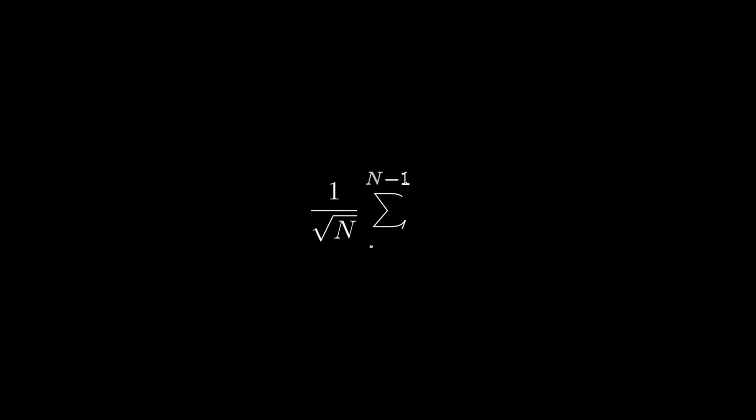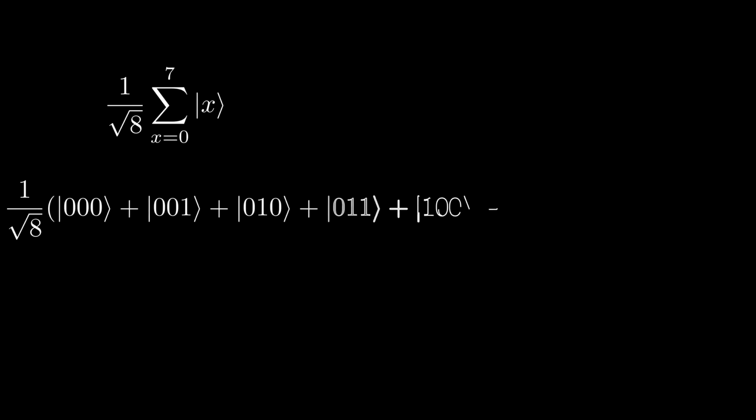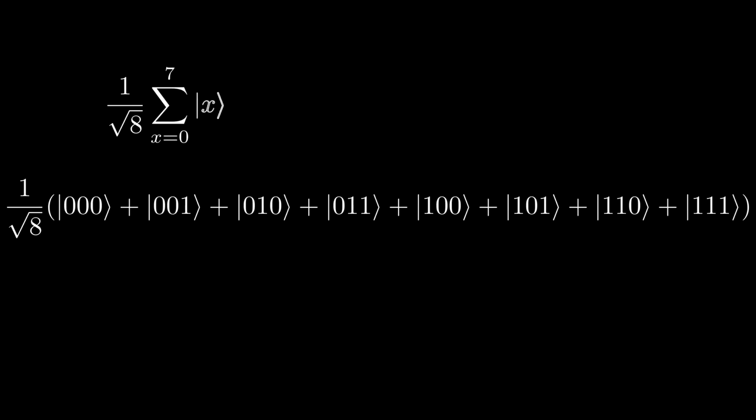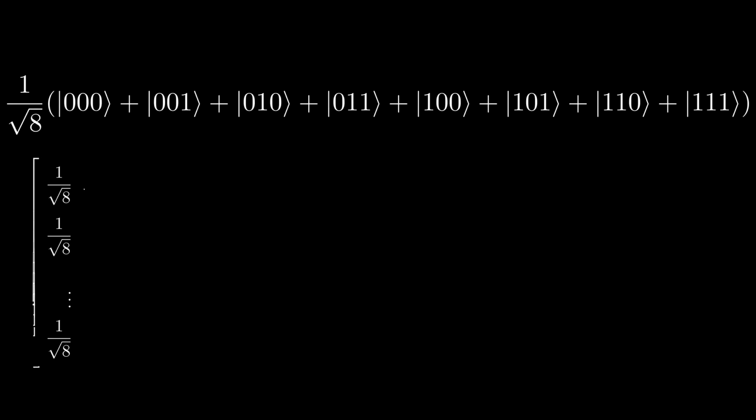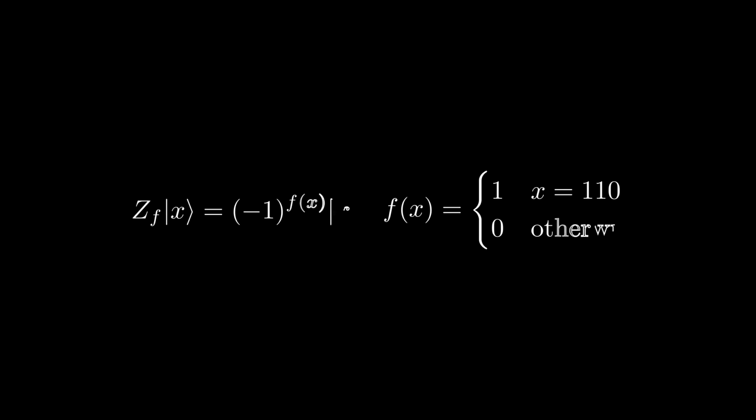For 3 qubits, we don't track one state, we track all 8 at once. And after we apply Hadamards, every possible outcome gets the same amplitude. So that means everything is equally likely. Now we move to the oracle step. This is where we mark the target state.